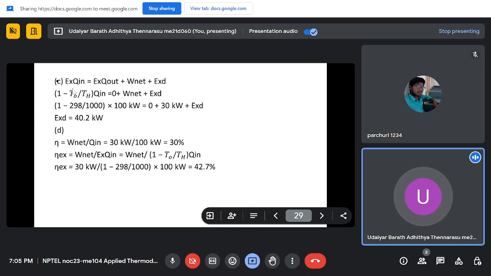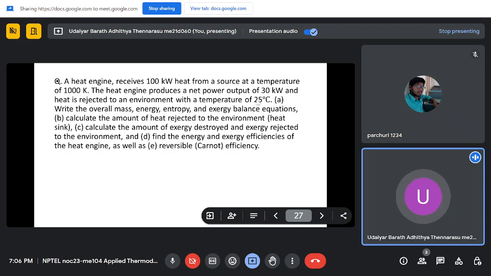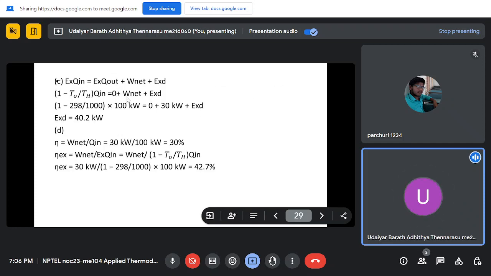So in this case, your exergy in is 1 minus 298 by 1000, into 100, because the question gives that the ambient condition is 25 degrees Celsius, so 273 plus 25 is 298. That is the maximum possible exergy which you can get. It will come to 70.2 kilowatts.